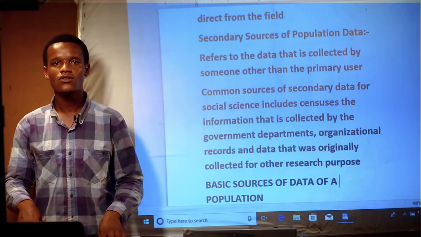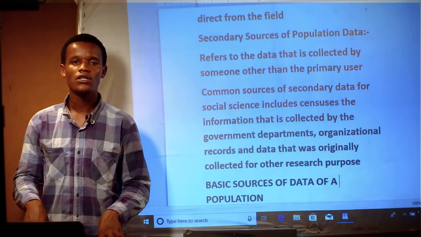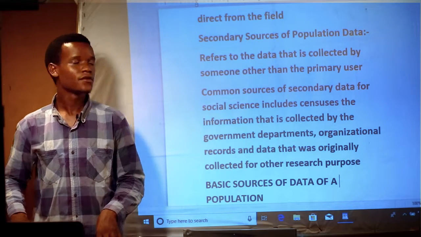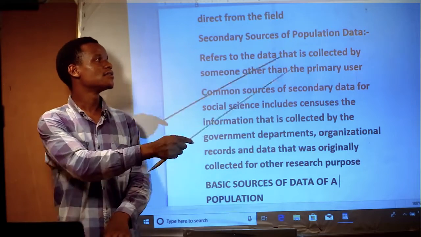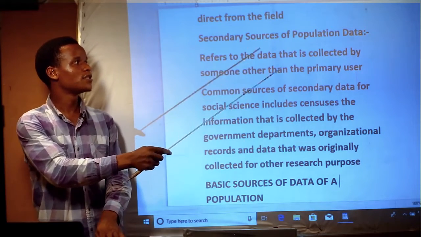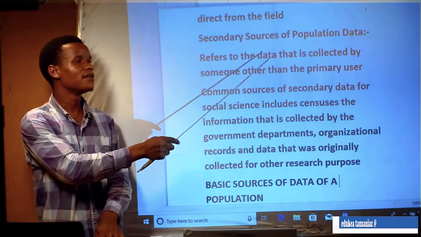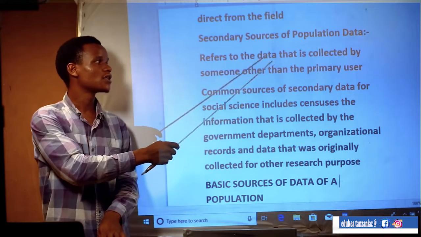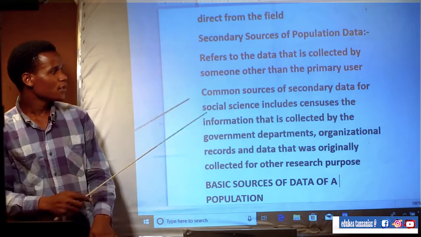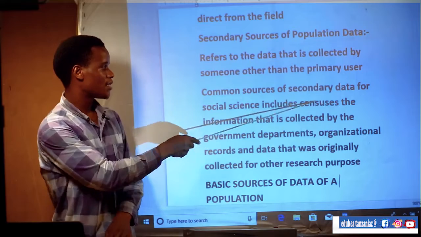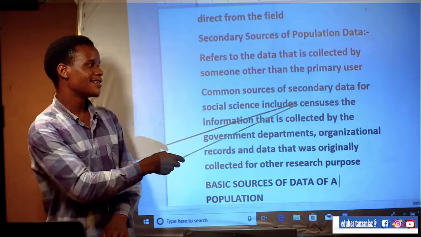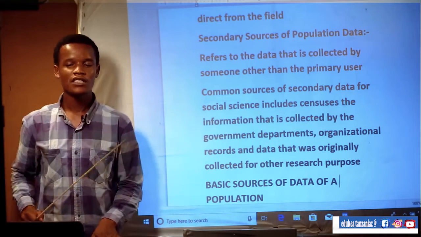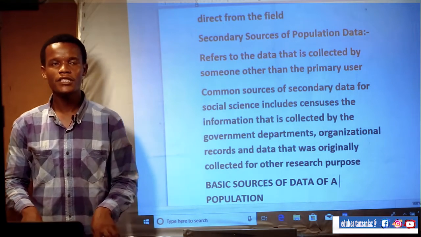So secondary data is not the original data, or data that is obtained by the researcher directly from the field. Here, the researcher goes through past findings by reading books, magazines, and journals, and gets that kind of data. The common sources of secondary data for social science include the census, information collected by government departments. For example, how can population data be obtained?